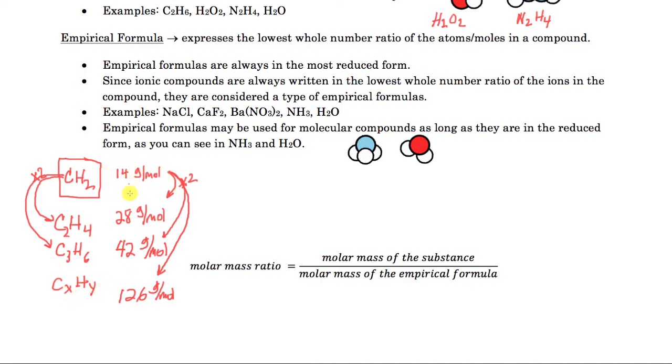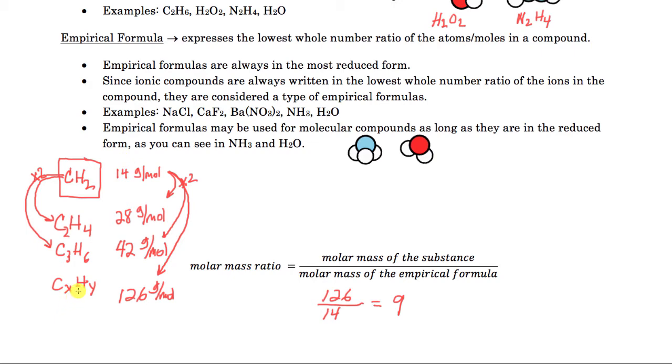So if I start with the 126, I'm going to use this little calculation here, which would be the molar mass of the substance, which would be this number here, whatever the substance happens to be, its actual true molar mass. And we would compare that to the molar mass of the empirical formula. So what I would do is take 126 and divide that by 14. And when I do that, I'm going to find that that is 9 times greater. This mass is 9 times greater than the mass up here.